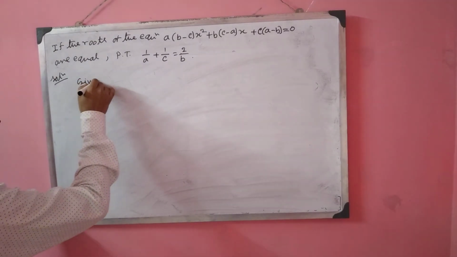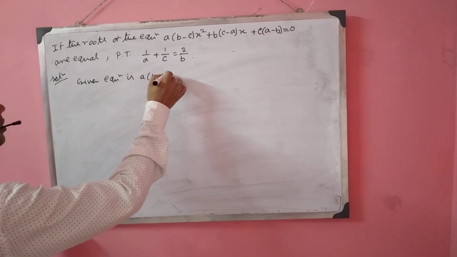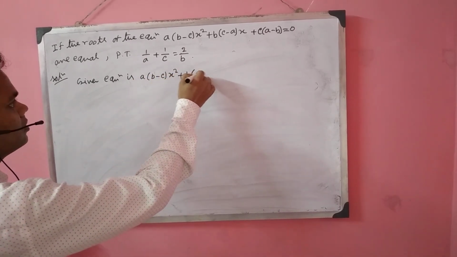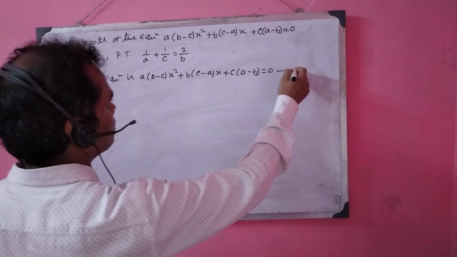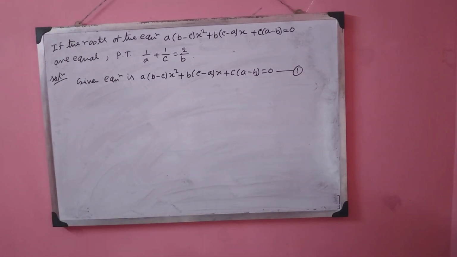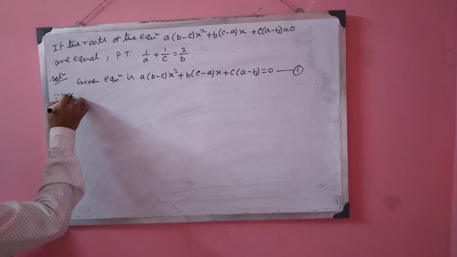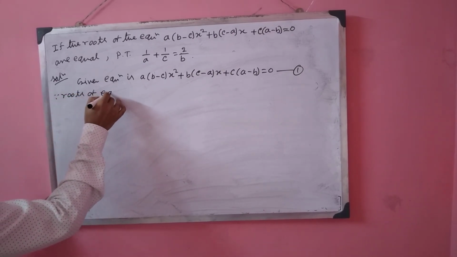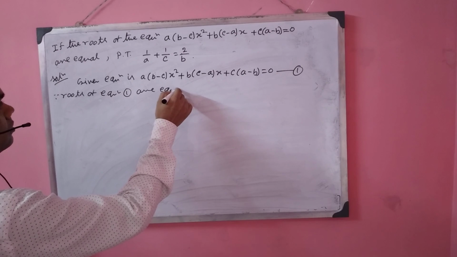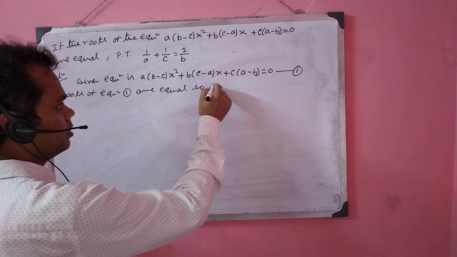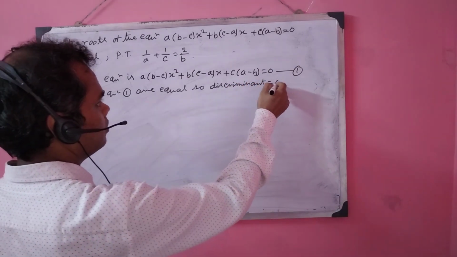Given equation is a(b − c)x² + b(c − a)x + c(a − b) = 0. This is equation 1. Since the roots of equation 1 are equal, so the discriminant equals 0.